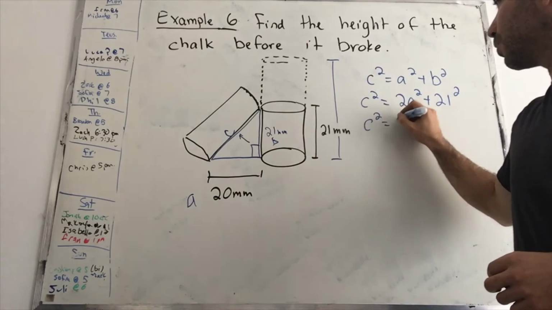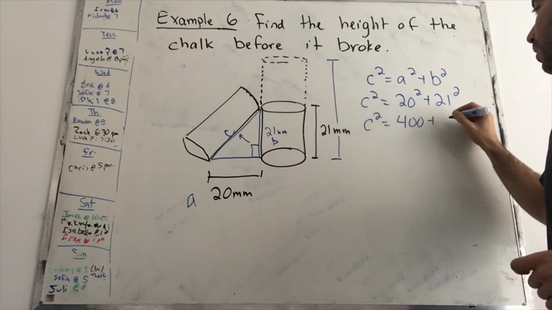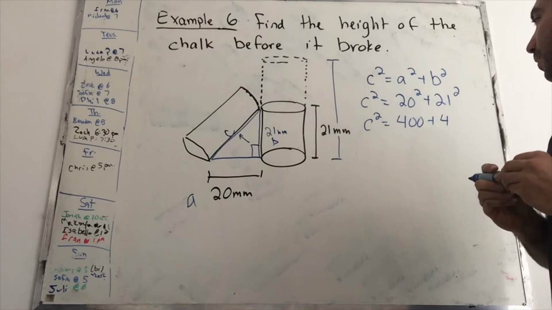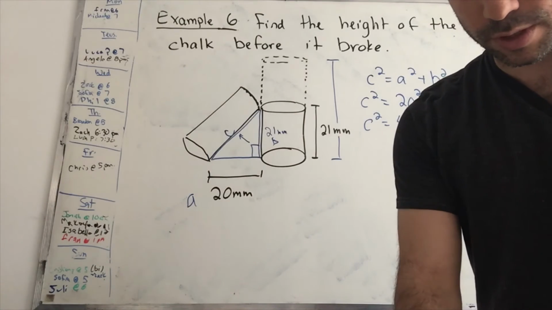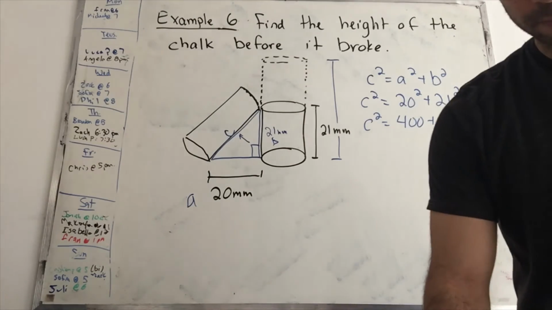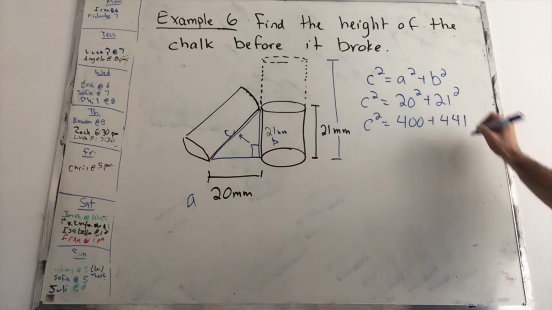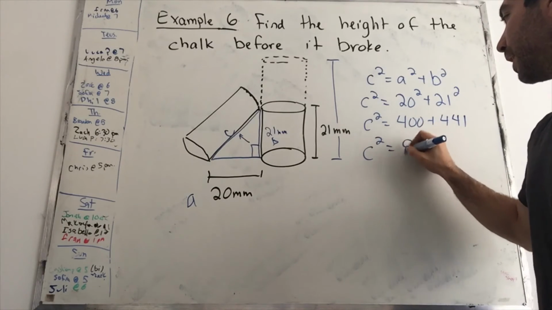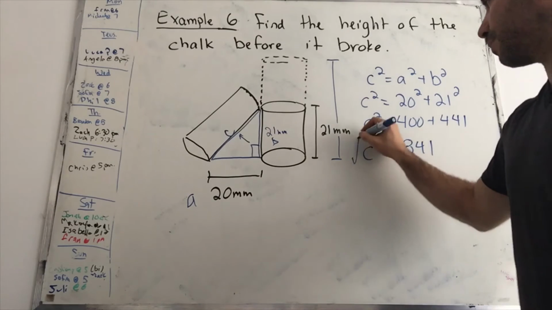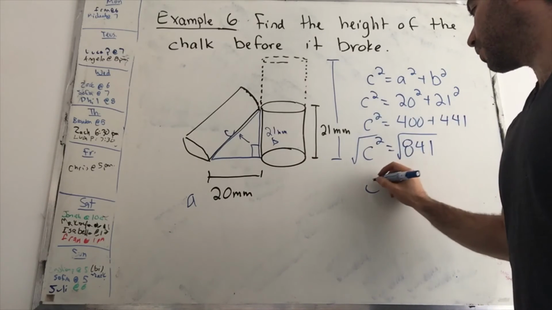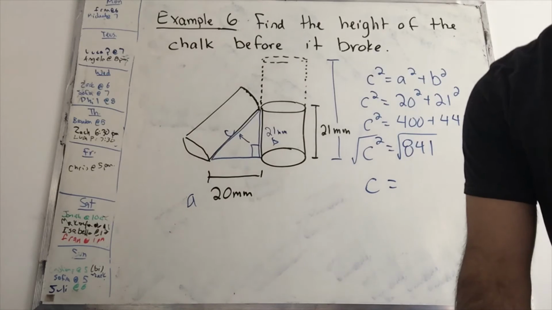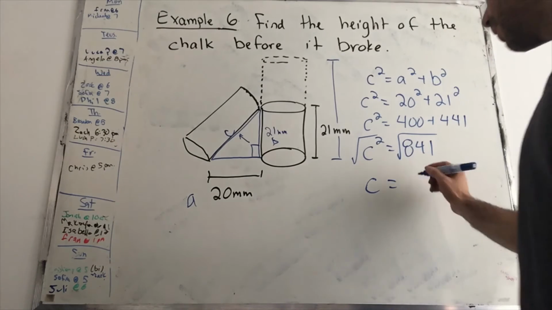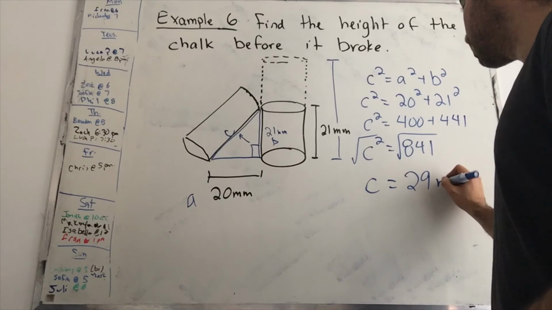So we get c squared equals 400 plus 441, 21 squared. So we add them, 400 plus 441 is 841, and the last step we square root. So c equals 29 millimeters.